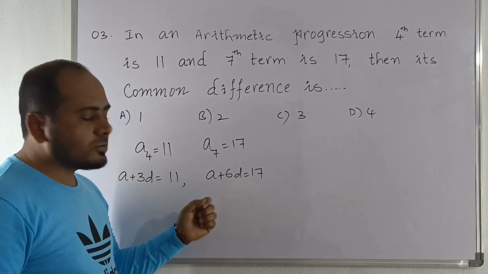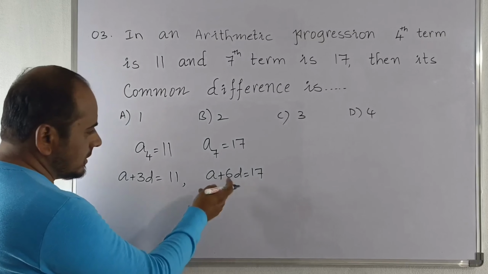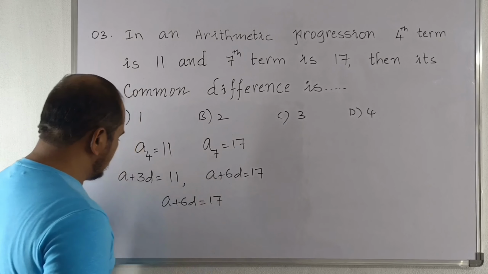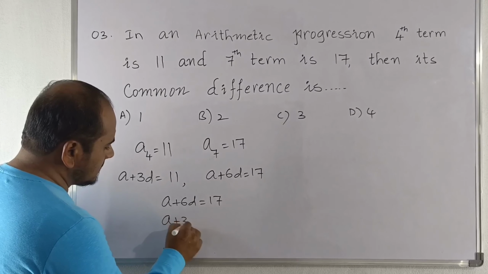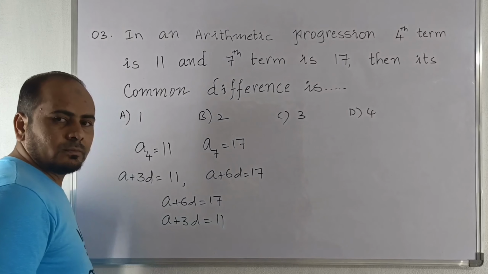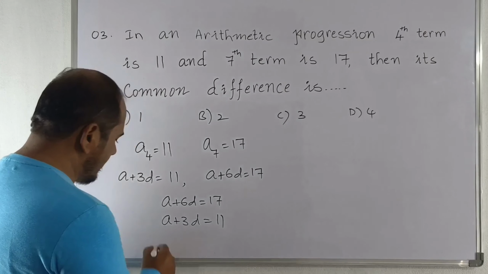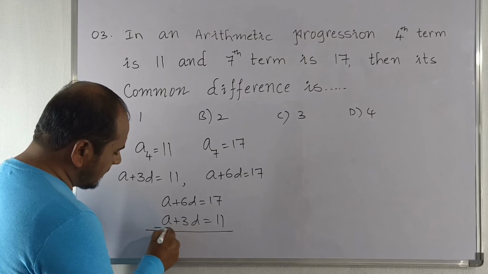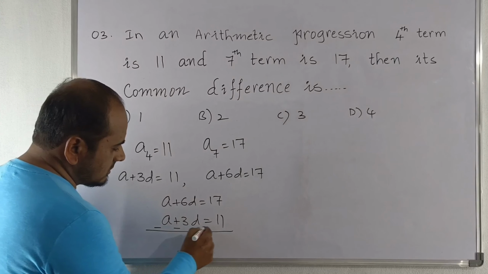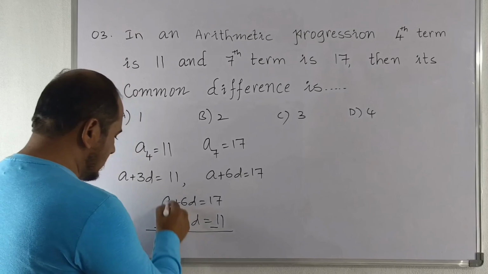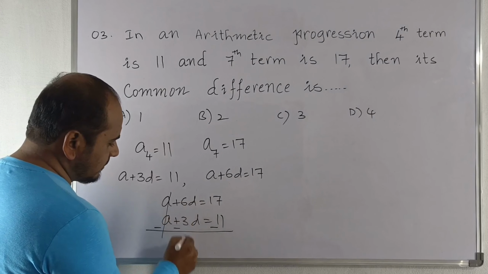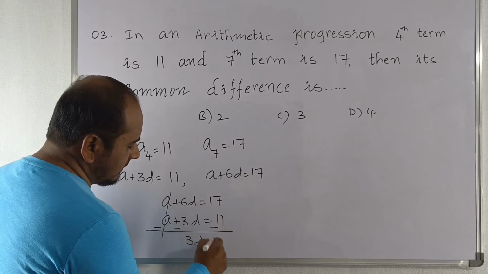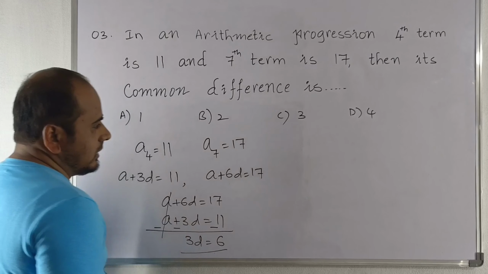Now dear students, you better solve these two. It means you have to subtract them. First take A plus 6D is equal to 17, and then A plus 3D is equal to 11. Whenever you subtract equations, it is better to change the signs of the second equation. And A gets cancelled. 6 minus 3 is 3, so 3D is equal to 17 minus 11, which is 6. 3D is equal to 6.